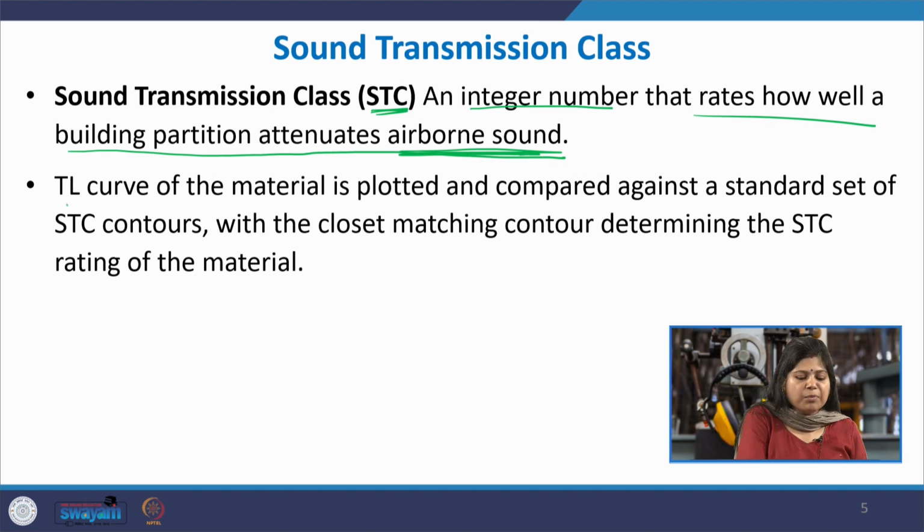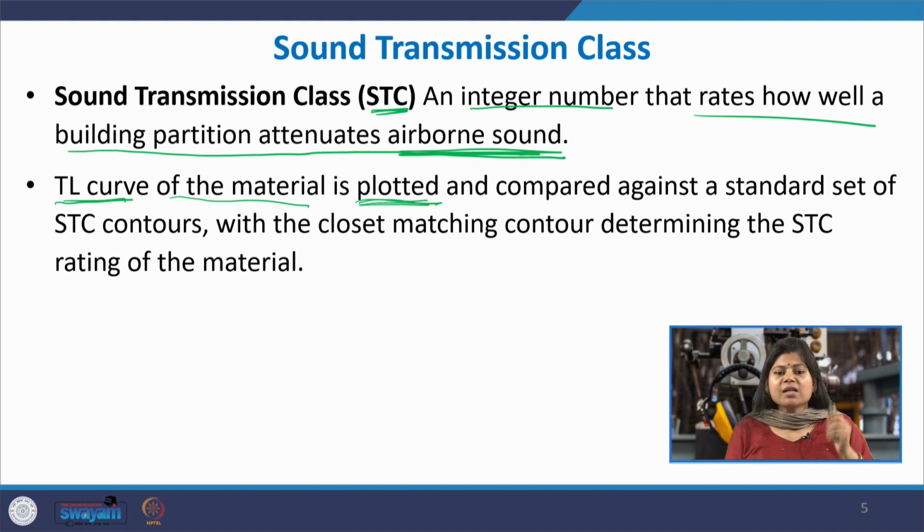The TL curve of the material. What happens? You first obtain the transmission loss of that particular partition wall, find out how much is the transmission loss from that particular material, and plot it in the octave spectrum against the frequency. Just like we had the noise criteria curves, the NC, NR, RC and NCB curves, where a set of standard contours were there, and the octave spectrum of a space was compared against the standard contours and a single number rating was given.